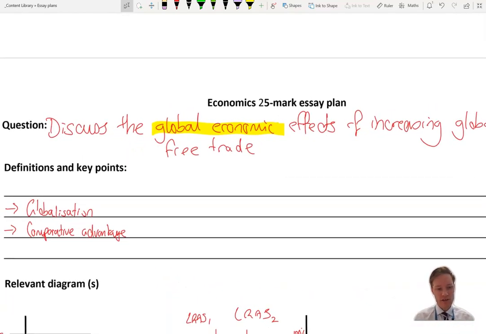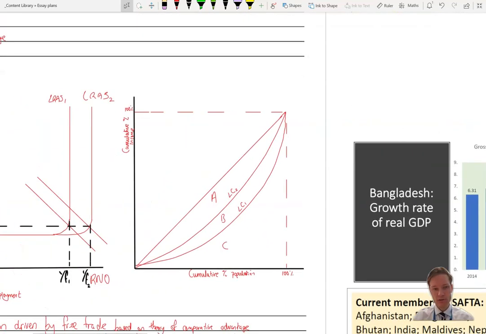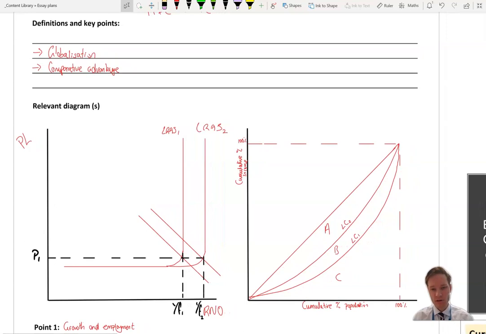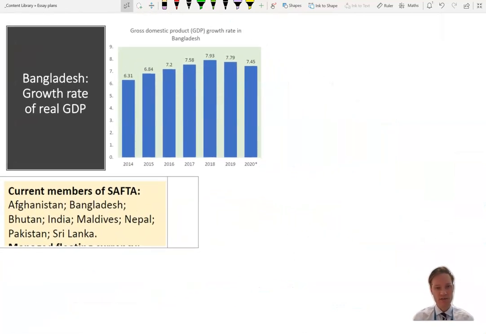Our definitions are going to be globalization and comparative advantage. Do look those up and put those in. And our points are going to be economic growth and employment, and then inequality, as shown in those two diagrams there. To show you some of the data that I have, you can just look around this first.